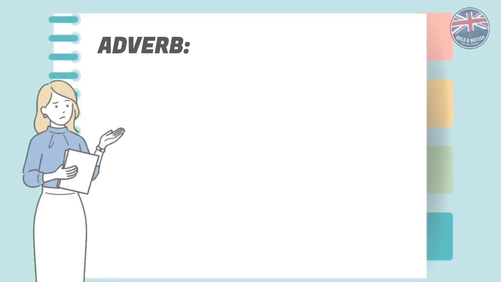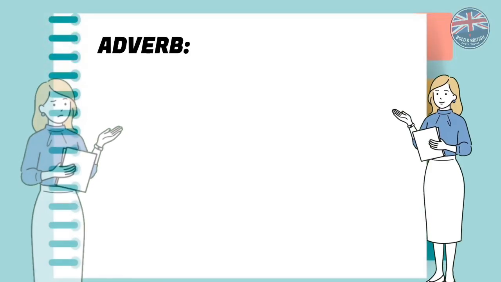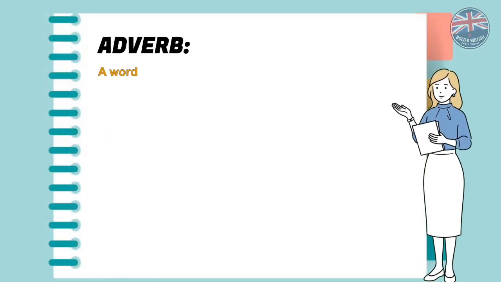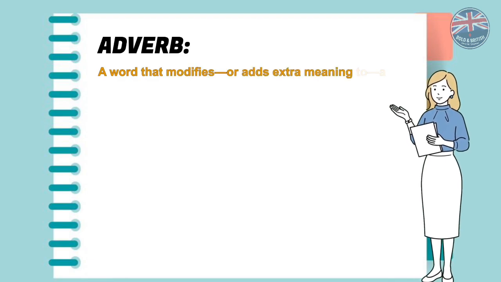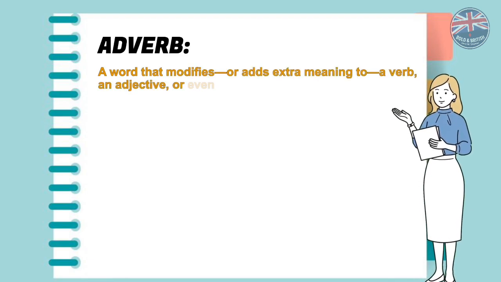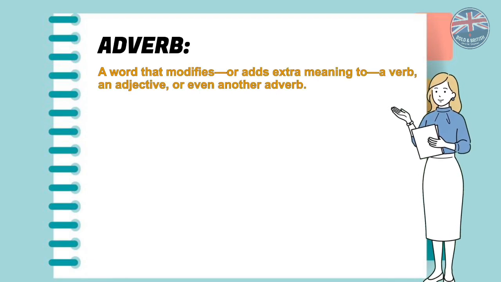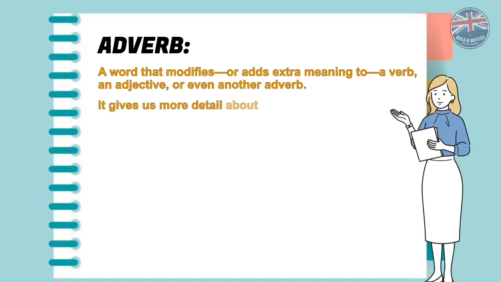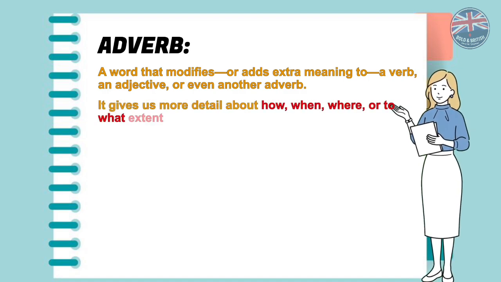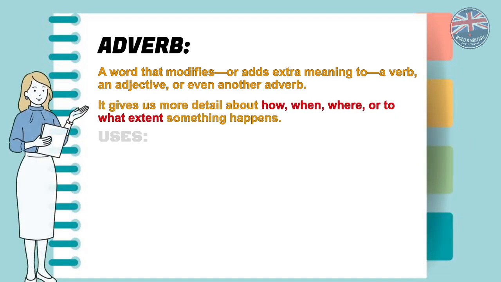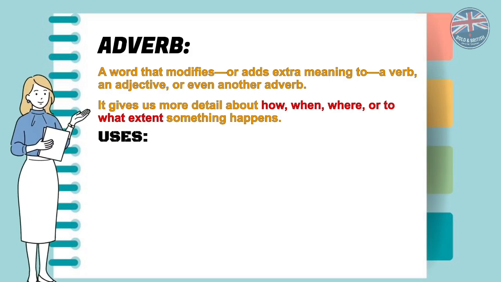Adverbs. What exactly is an adverb? Simply put, an adverb is a word that modifies or adds extra meaning to a verb, an adjective, or even another adverb. It gives us more detail about how, when, where, or to what extent something happens. Let's look at some examples to see exactly how this works.